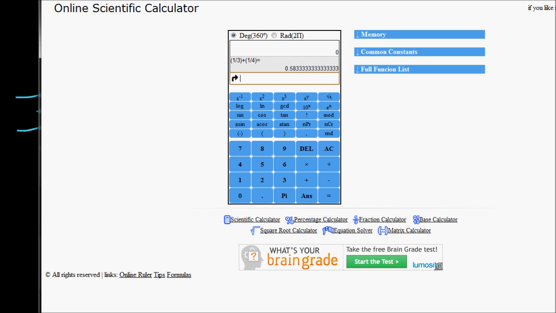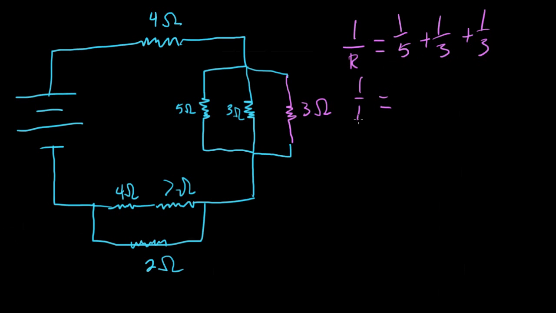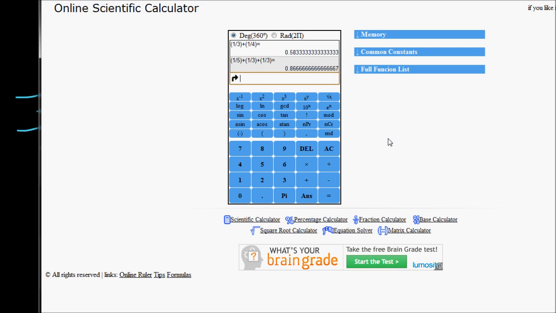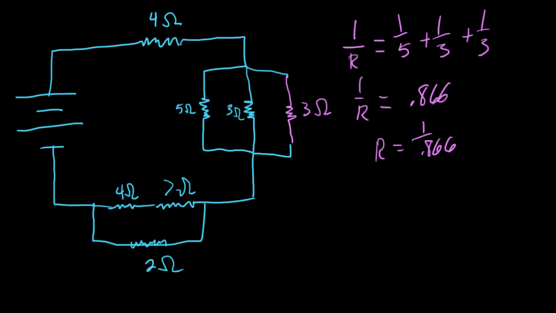I'm going to use this calculator to do that. 1 over 5 plus 1 over 3 plus 1 over 3 gives me 0.866. So 1 over R equals 0.866. So R equals 1 over 0.866. Let's just do that here. 1 over the answer, about 1.15 ohms, excuse me. About 1.15 ohms.